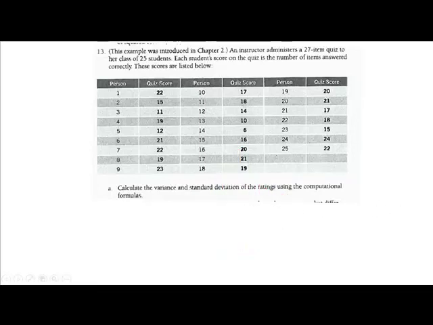Now, here we have an example, a quiz given to 25 students, n equals 25. Each student's score on the quiz is the number of items answered correctly. The scores are listed below. There's a lot of quizzes here. 22, 15, 11, 9, 12. Oh boy. How would we do this? Okay. Well, we should do it the right way. We should do it old school. We should write down each individual number.